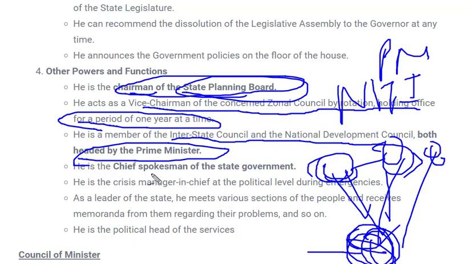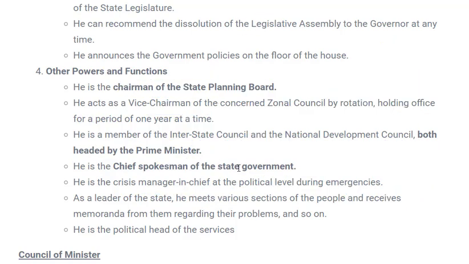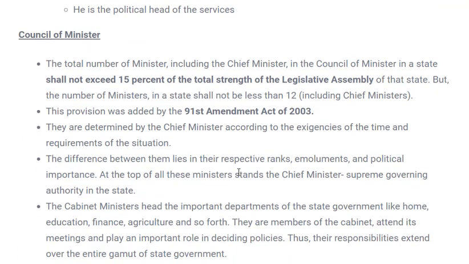He is the chief spokesman of the state government. It's very clear. He is the crisis manager. That means whatever kind of management has to be done at state level is done by chief minister, as he is the head of the state.